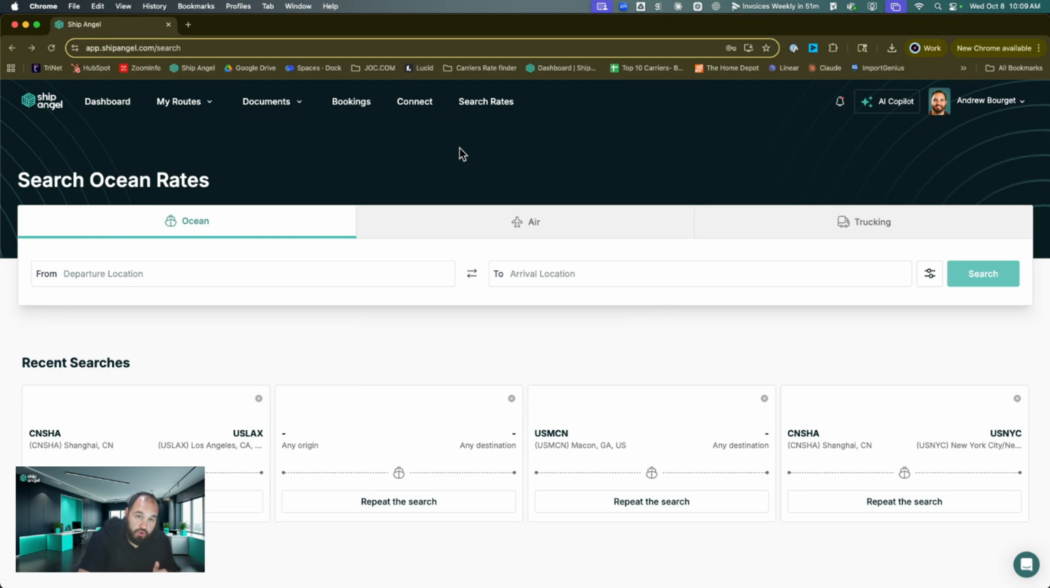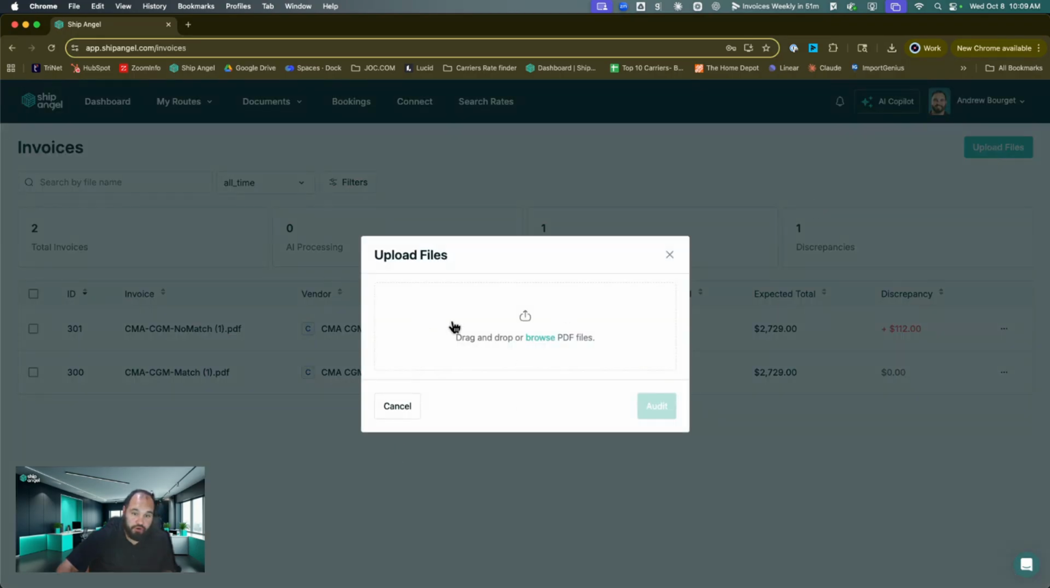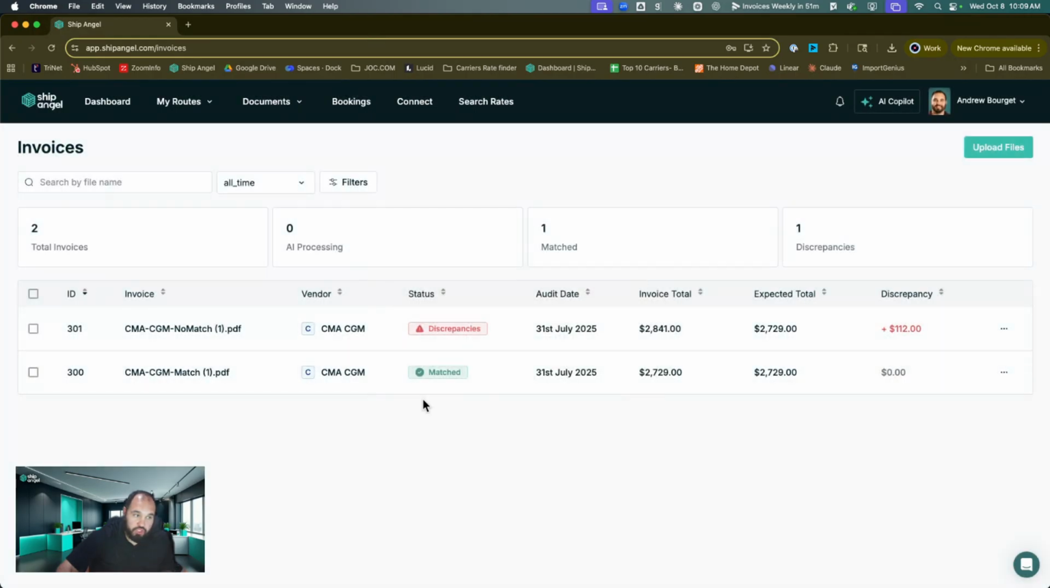Another place that we're utilizing artificial intelligence is inside our invoice audit functionality. And so inside our invoice audit functionality, what we give you the ability to do is upload your invoices. And so I could upload multiple invoices. I could upload one singular invoice.